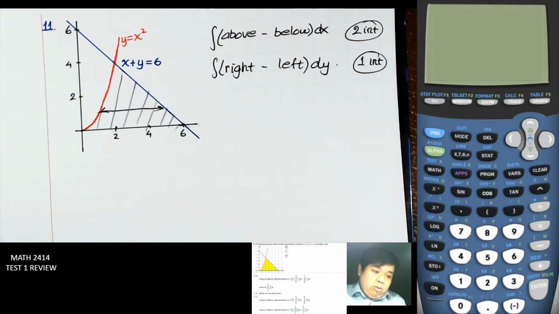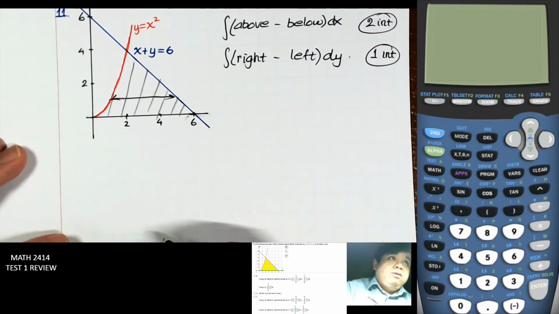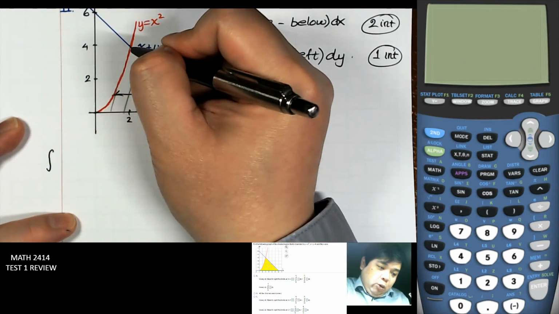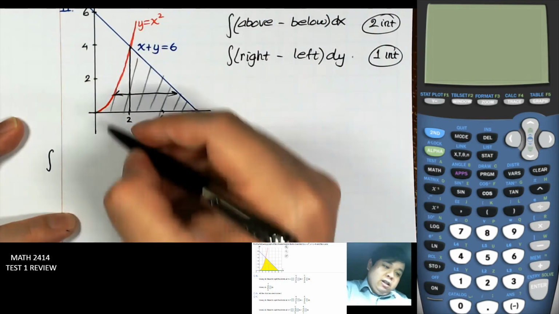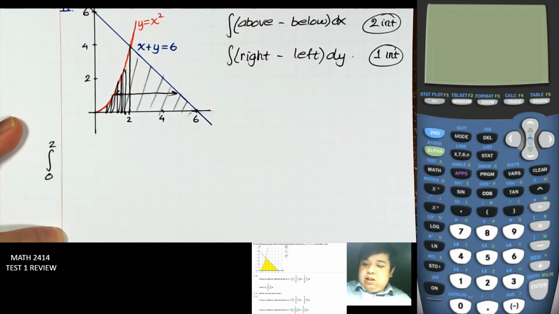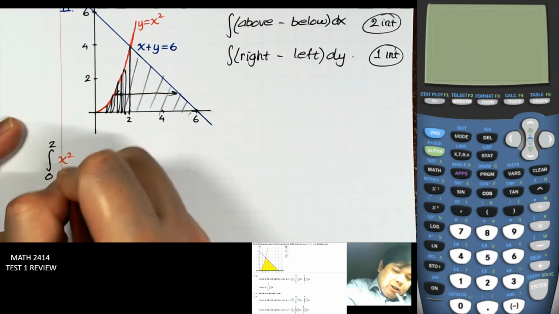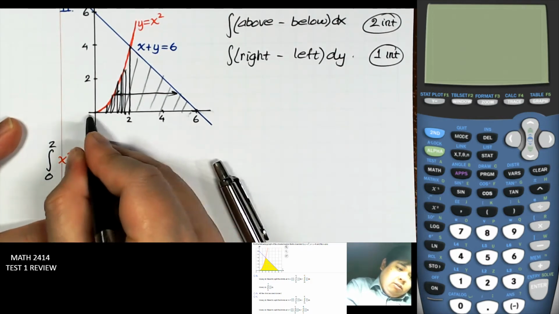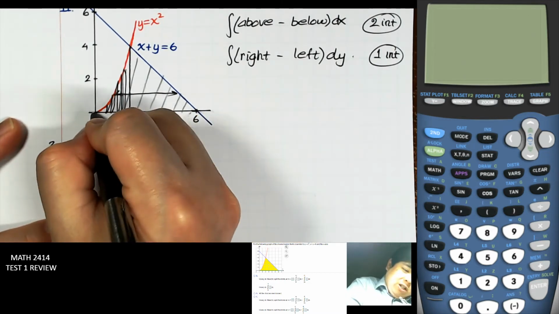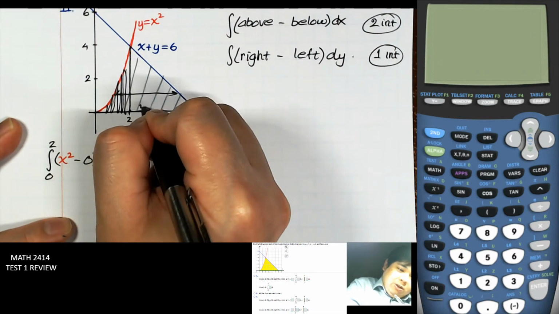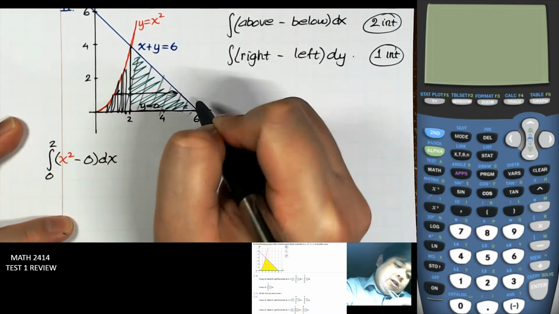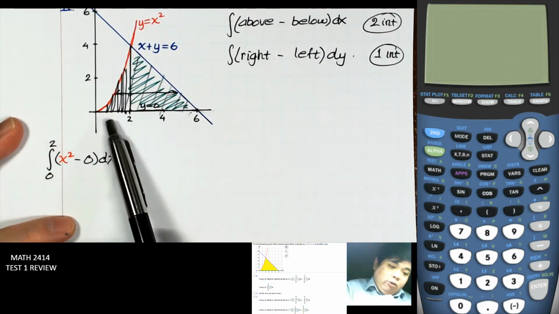As far as the limits go, now let's go with the dx first. For dx, we need two integrals, and we have to split it right here. From 0 to 2, the one above is x squared, the one below is 0. That's it. This equation, the x-axis, y equal to 0. The second part, this one, integral from 2 to 6.